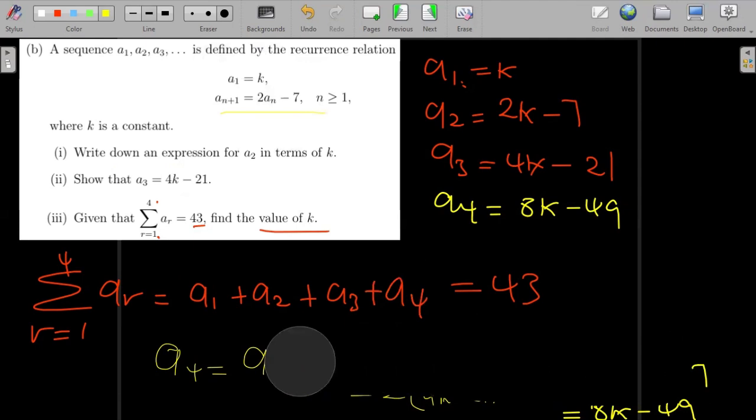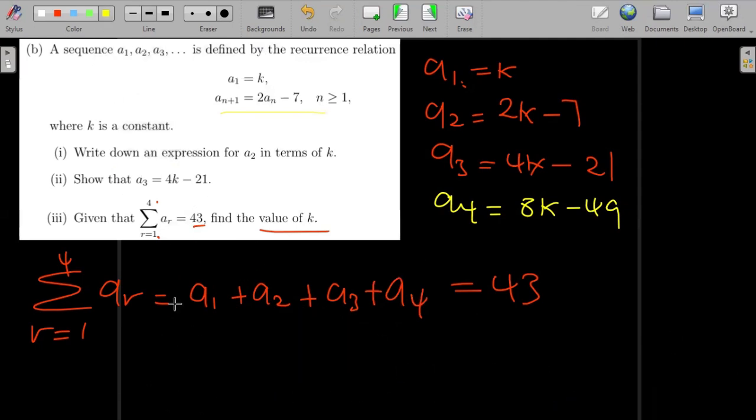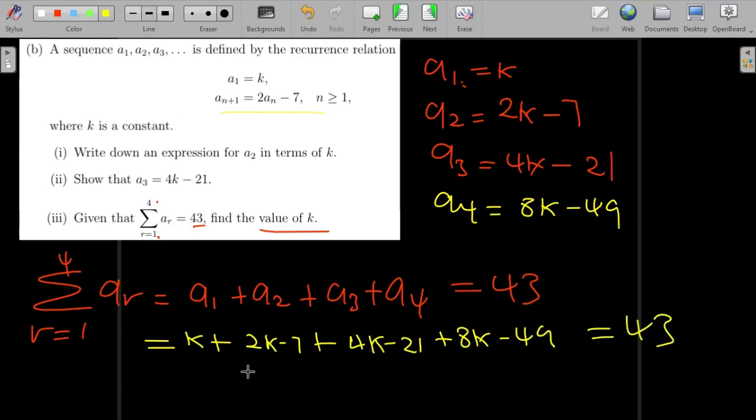Okay, so we have A1, A2, A3, so we can replace them now into this equation. So A1 is K, plus A2 is 2K minus 7, plus A3 is 4K minus 21, and then A4 is 8K minus 49. So this is equal to 43. So like terms together. We're going to say K plus 2K plus 4K plus 8K. So 8K plus 4K is 12K, plus 2K is 14, plus K, 15. So what we have here is 15K.